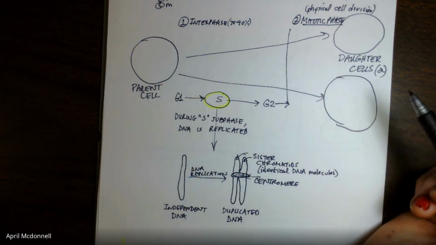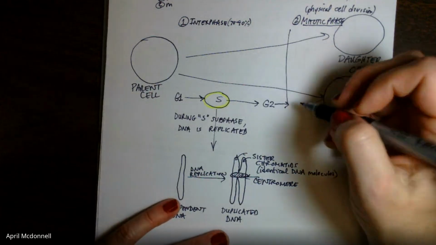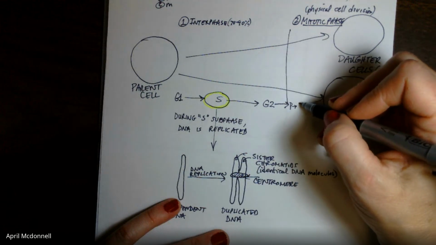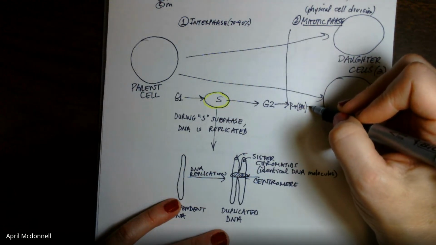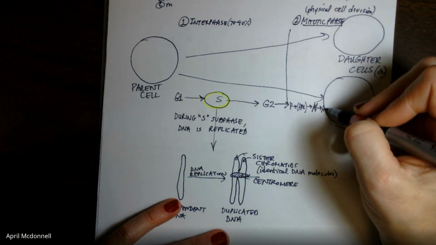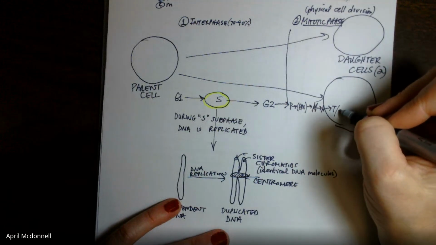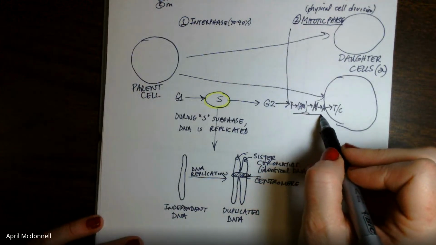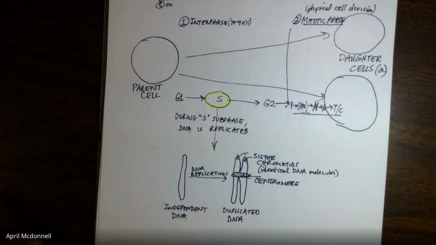The mitotic phase is made of a set of subphases that will physically divide the cell up into two daughter cells. Those subphases are called prophase, prometaphase, metaphase, anaphase, and telophase / cytokinesis. We're going to talk about these in more detail on the next page.